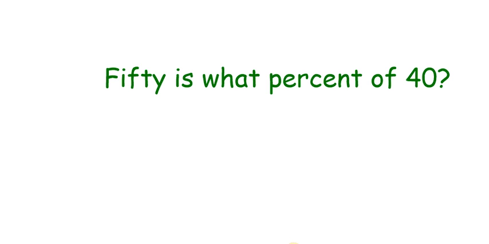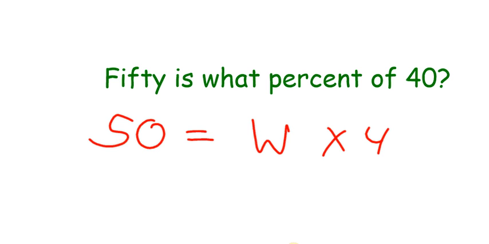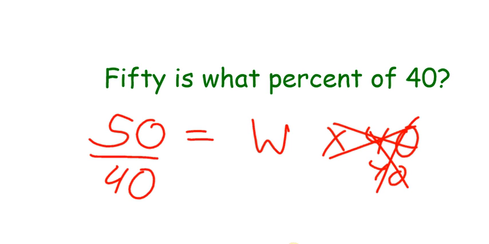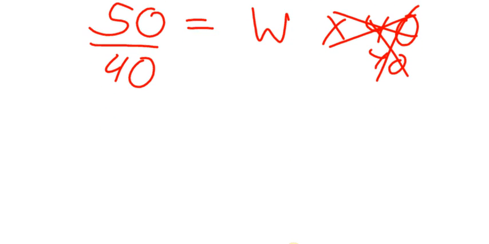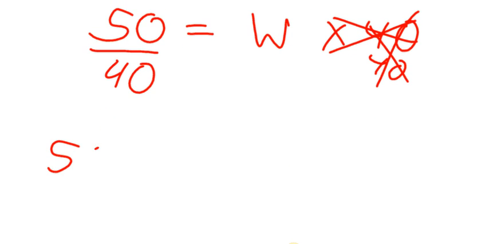All right, what happens when we rearrange it a little bit differently? 50 is what percent of 40? Okay, so now it's looking a little different. 50 is what percent, that's our W, of 40. Okay, it's not looking that much different. So we're going to divide by 40, so that W equals 50 divided by 40. Wait a minute, that's a strange number to divide. All right, but let's do it.